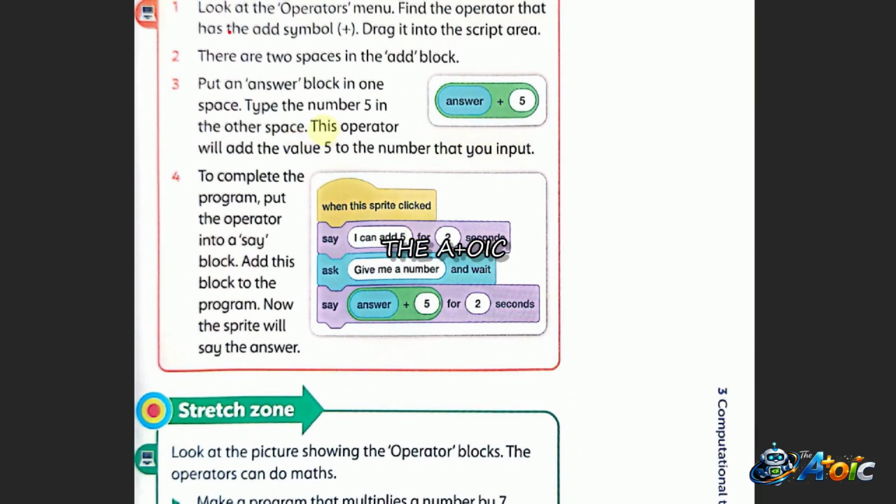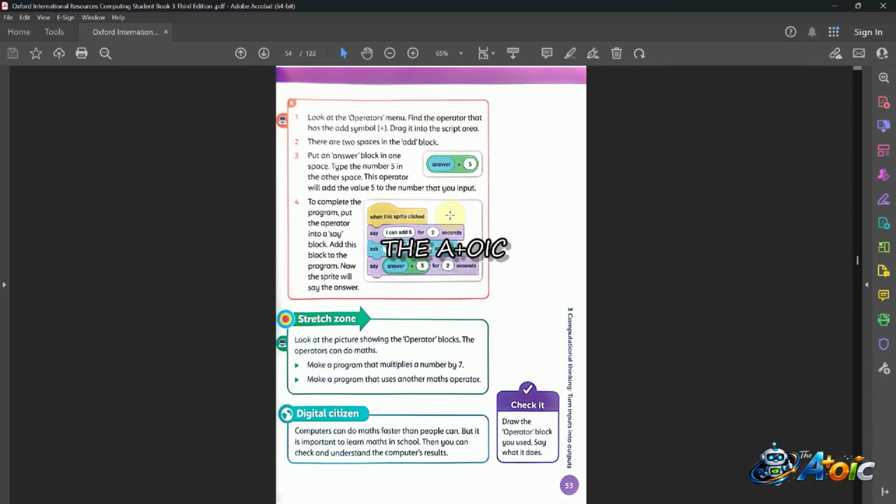So the instruction was to look at the operator's menu, find the operator that has the add symbol, and drag it into there. We've done all of this, and I know we can all do this. That is as simple as that. We've done this, so I'll move on to the next one.